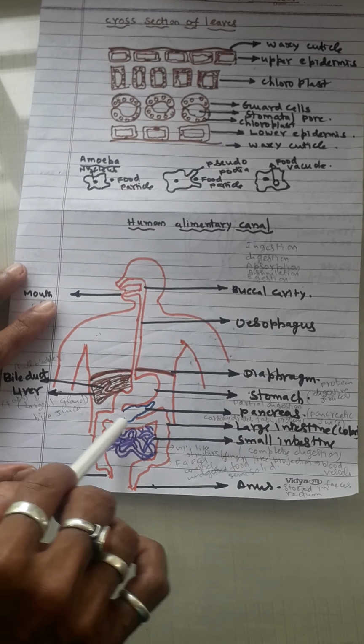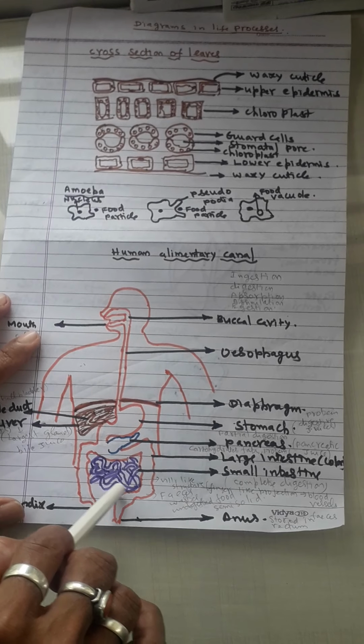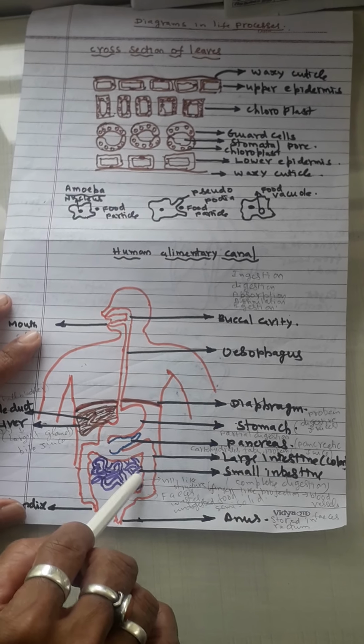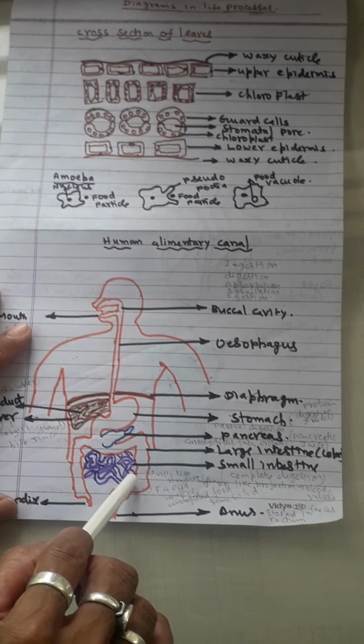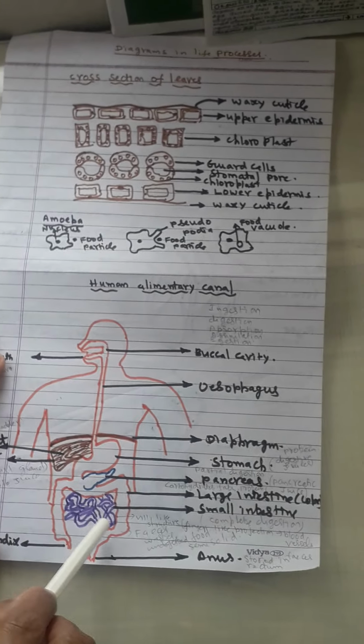Let us see about the small intestine only here. In the small intestine, in that lining, there are alveoli. Alveoli are nothing but finger-like projections.